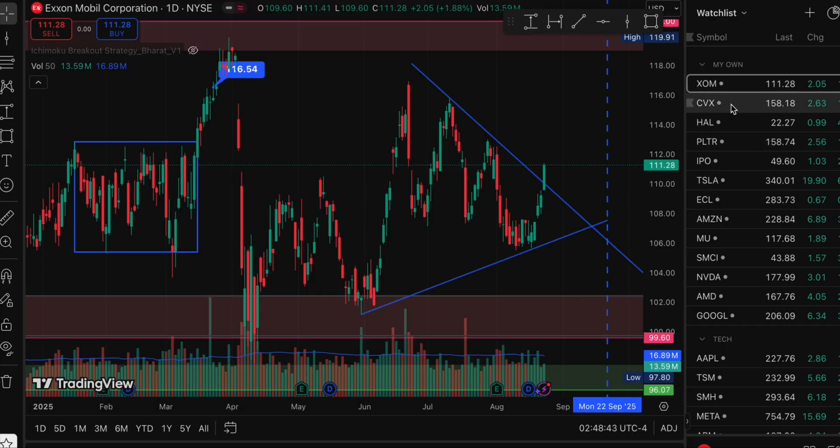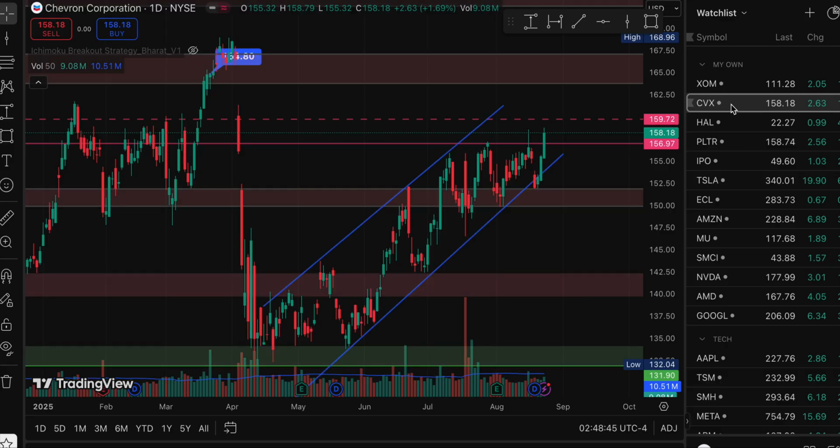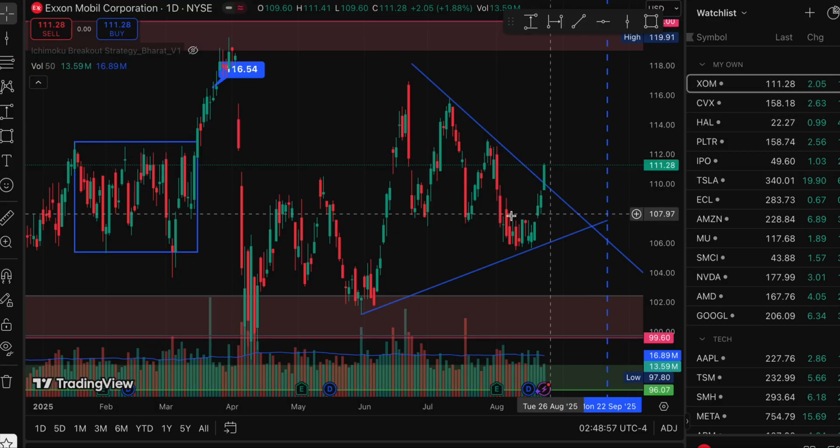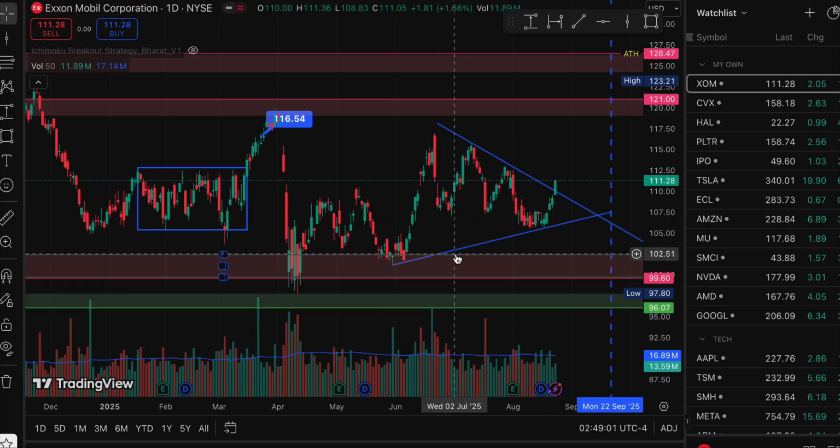When the stock comes up to this level, it will definitely go up to this level, because now this resistance has become a support. This was a resistance for this line. Now this line has become a support for this.